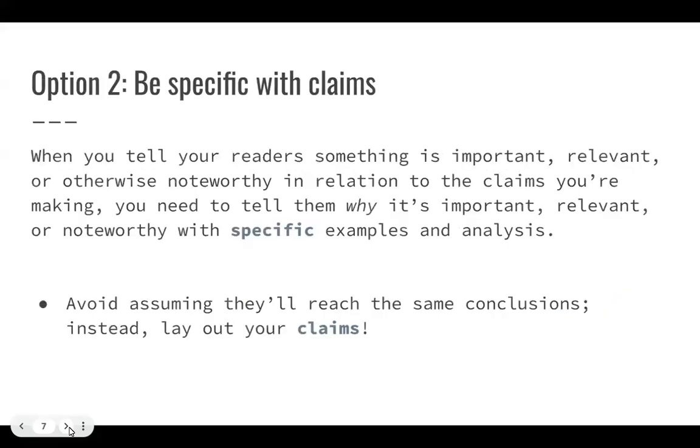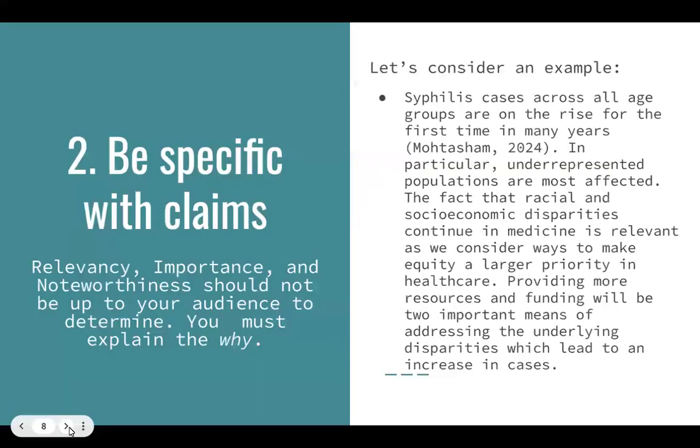You also want to be specific with claims, which is option 2. When you tell your reader something is important, relevant, or otherwise noteworthy in relation to the claims you're making, you need to tell them why it's important, relevant, or noteworthy with specific examples and analysis. Avoid assuming that your audience will reach the same conclusions. Instead, lay out your claims. So, for example, relevancy, importance, and noteworthiness should not be up to your audience to determine. You must explain why. Let's look at an example.